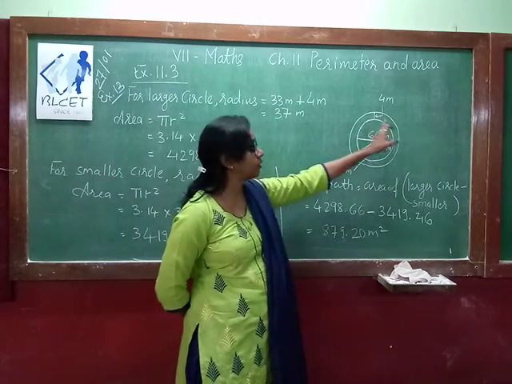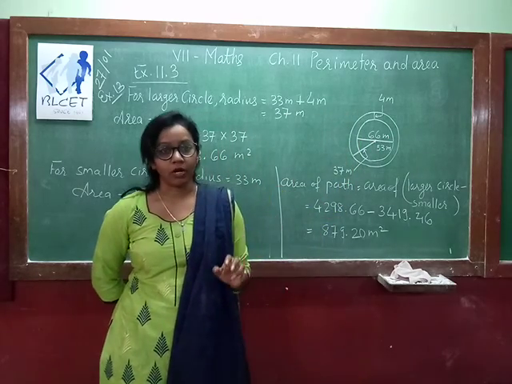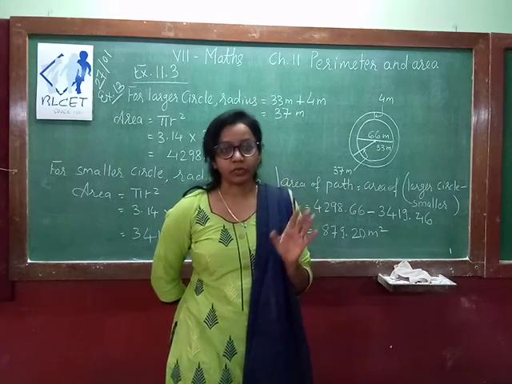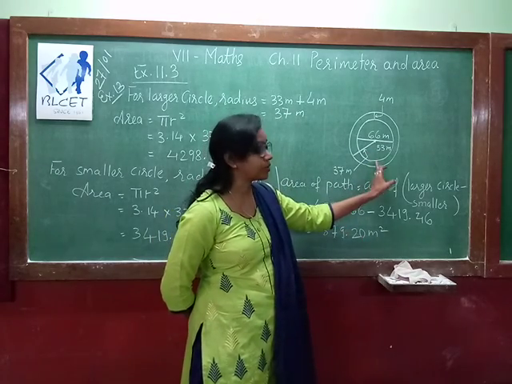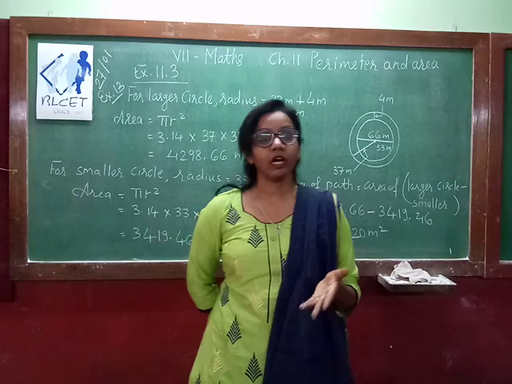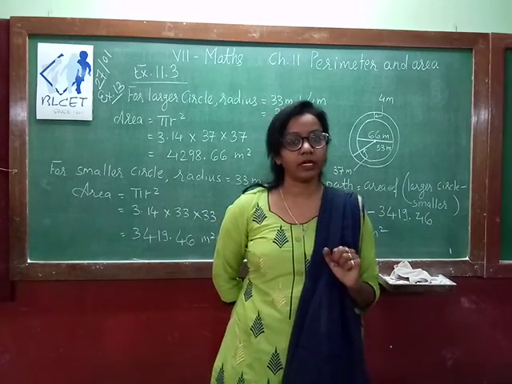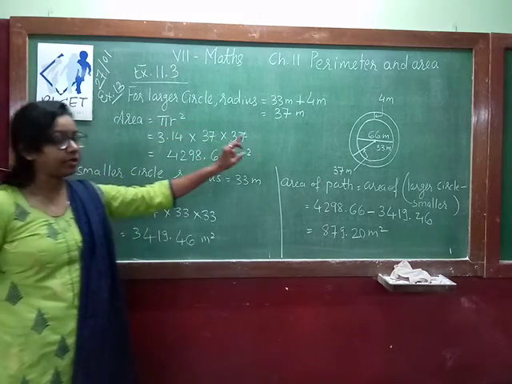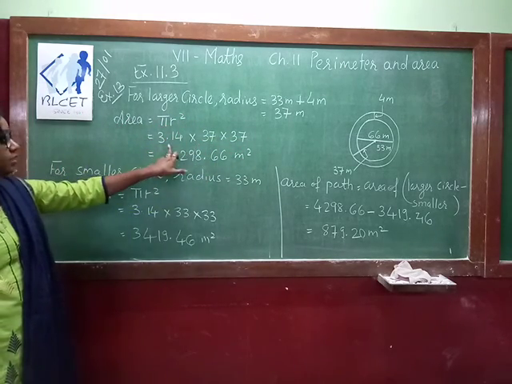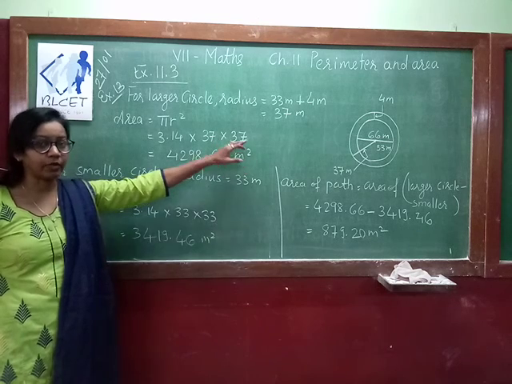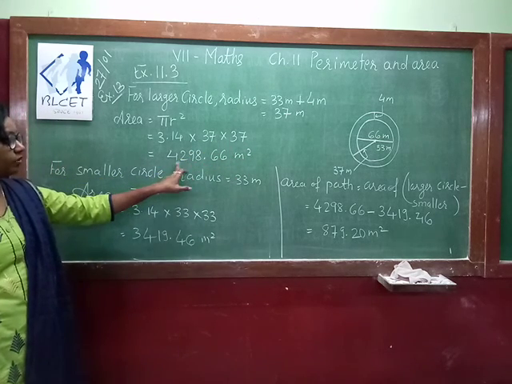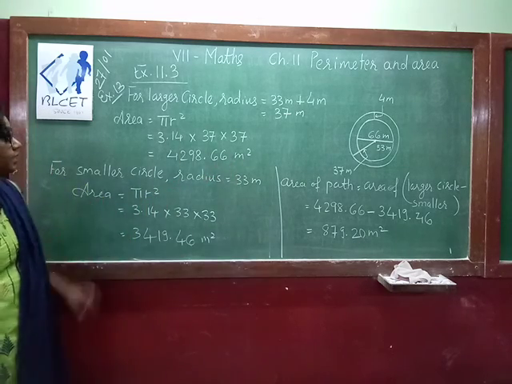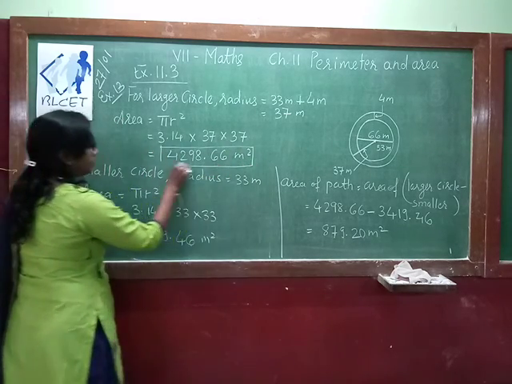So what we will do? Now we know the radius for the bigger one as well as the smaller one. So first we find the area of the bigger circle. Then we find the area of the smaller circle and we take the difference of these two circles. That will give you the area of the path surrounding the flower bed. So let's see the calculation. For the larger circle, radius is 37 meter. So area is equal to pi r square, 3.14 into 37 into 37. Do the multiplication. You will get the answer 4298.66 meter square. That is the area of the bigger circle.